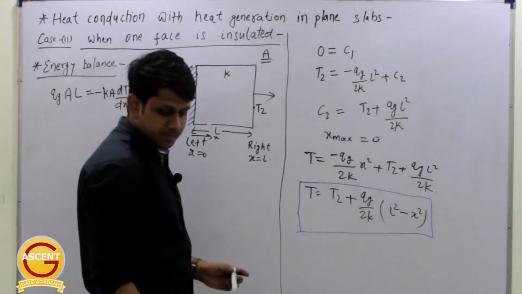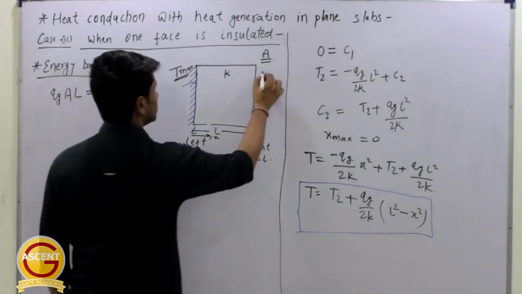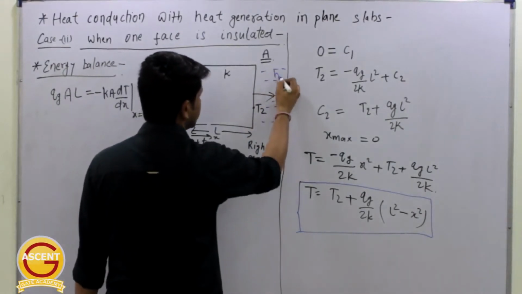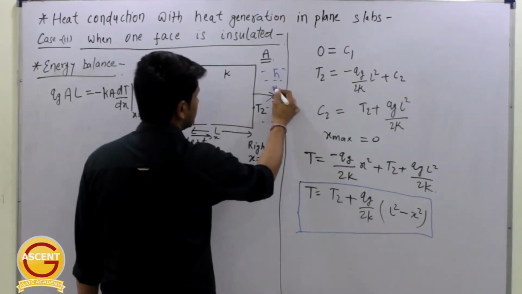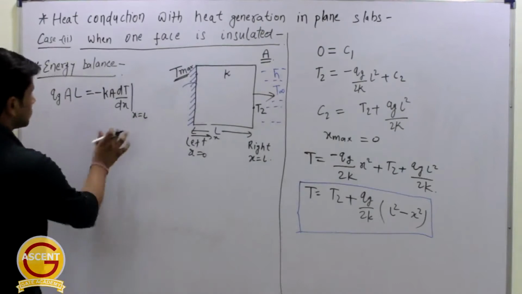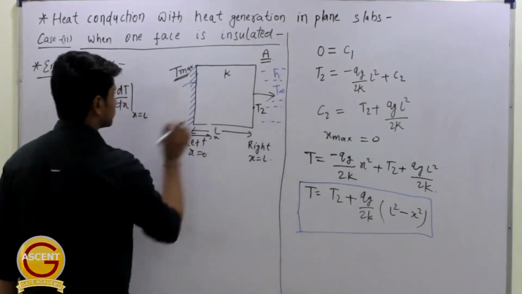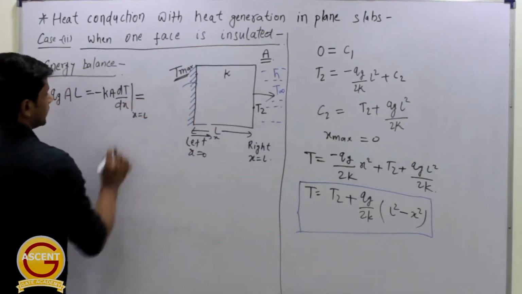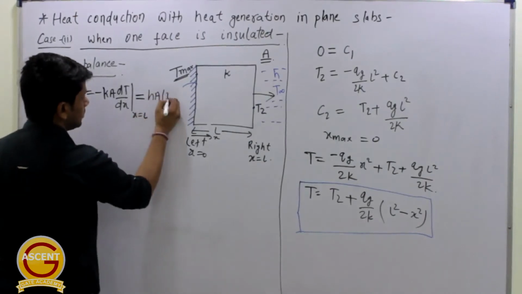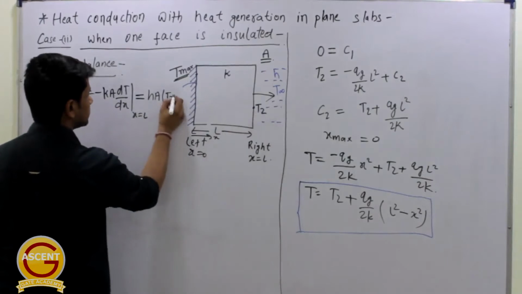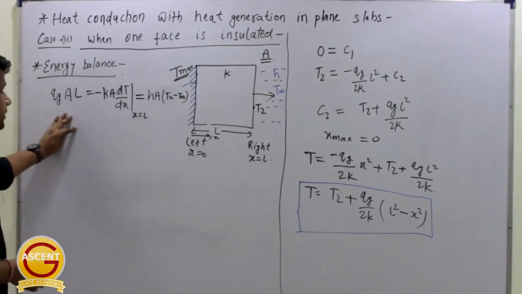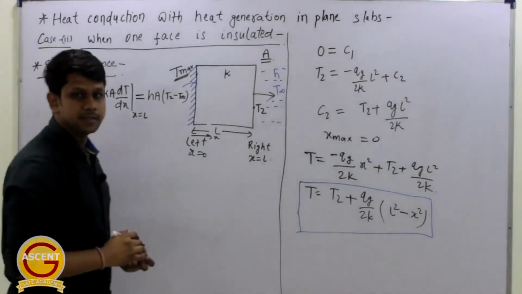Now you can consider some convection also. So let's say on this side there is some fluid which is having heat transfer coefficient h, and the temperature of this fluid, let's say it is T infinity. So the same amount of heat will get convected to this fluid also. So we can write this is equal to h into area into T2, which is the temperature of this right face, minus T infinity. Right, so this is the energy balance for this third case.